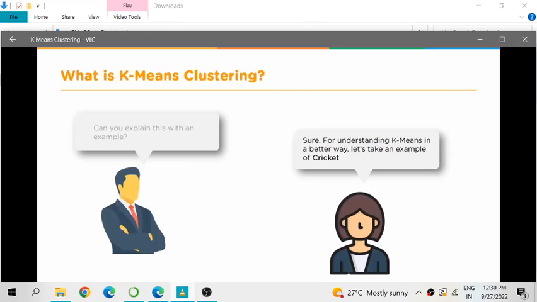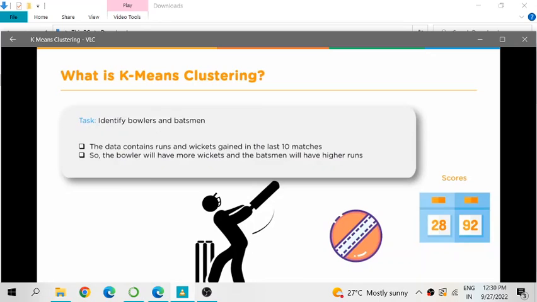For understanding the k-means algorithm, we shall take an example of cricket. So what is our task? Our task is to identify bowlers and batsmen. That is how we have to create our clusters. The data in our hand contains information about runs and wickets gained in the last 10 matches: who scored how many runs and who got how many wickets. Based on that, we have to find out who are the bowlers and who are the batsmen.